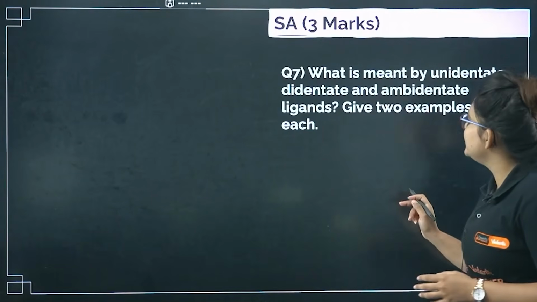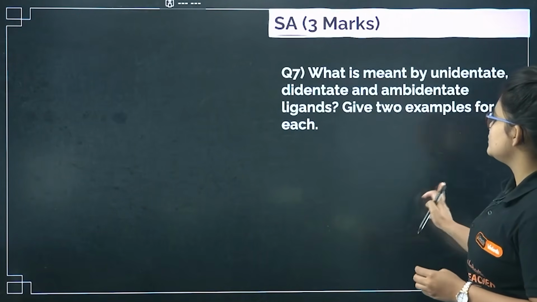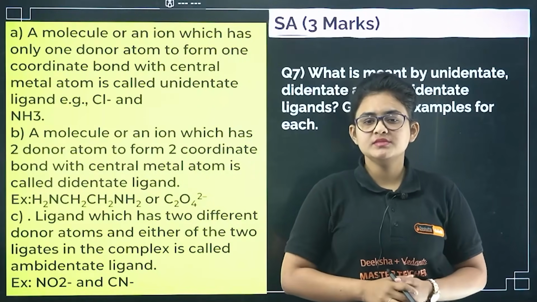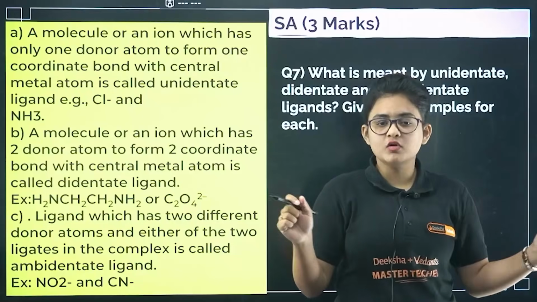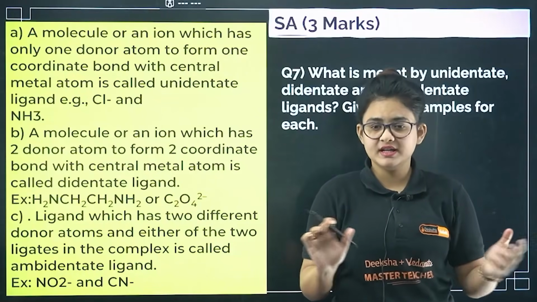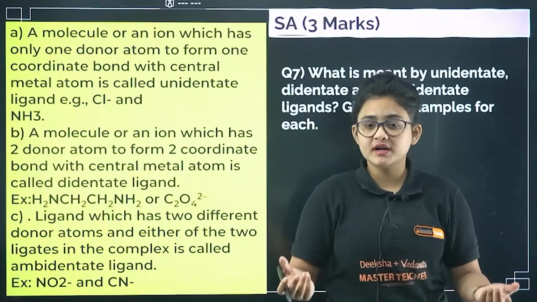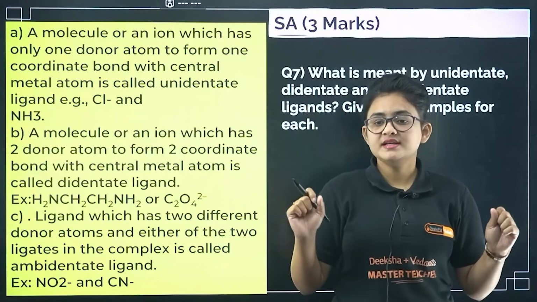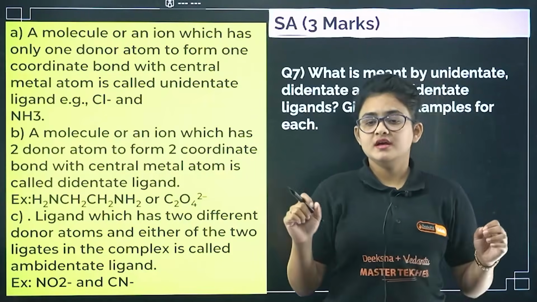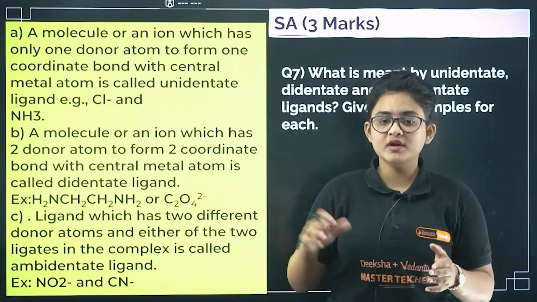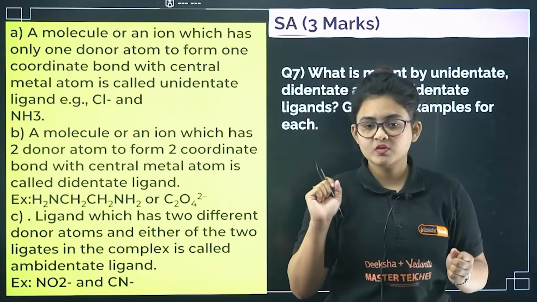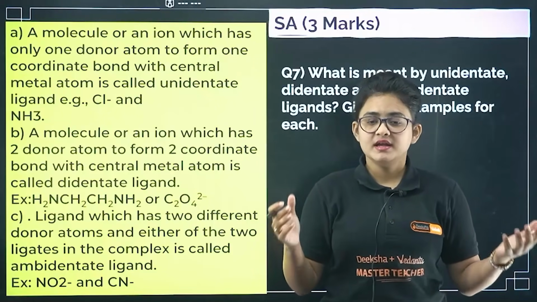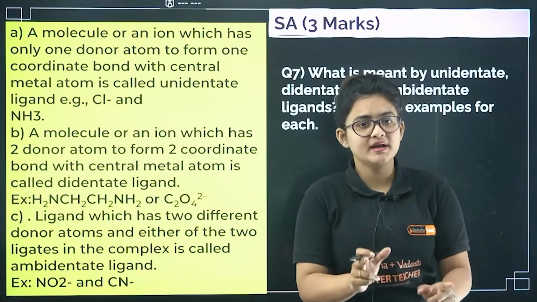Okay, let's proceed. What is meant by unidentate, bidentate and ambidentate ligands? Give 2 examples. So unidentate ligand means it has only one donor atom to form only one coordinate bond, like Cl minus, NH3, like this. Bidentate means it has 2 donor atoms, okay, like oxalate. Next, ambidentate: it has 2 donor sites but donates from one side at a time. Like CN minus, I can take the example, SCN minus, I can take the example. It has 2 donor sites but it donates from one end at a time.